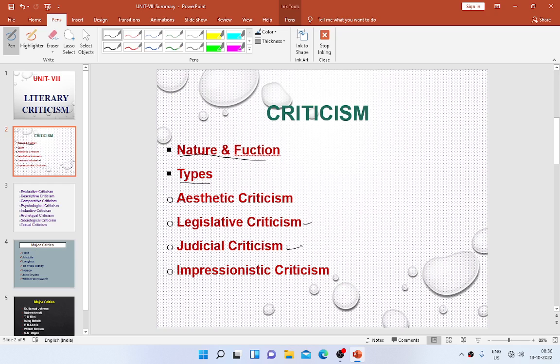Owing to impressionistic criticism, T.S. Eliot and other modern critics stress the need for tradition and knowledge of writers of the past to be used in their work.